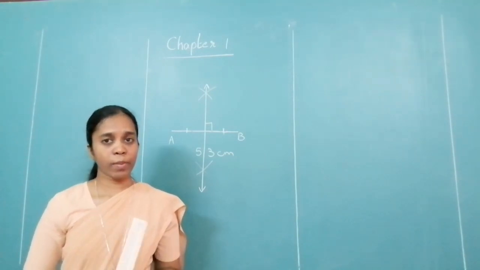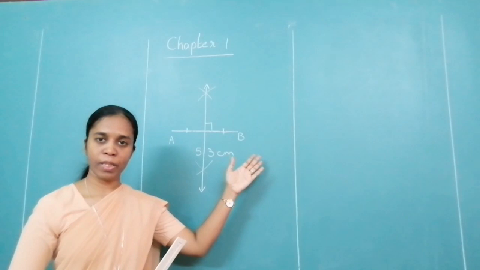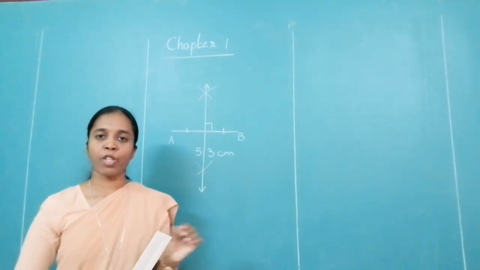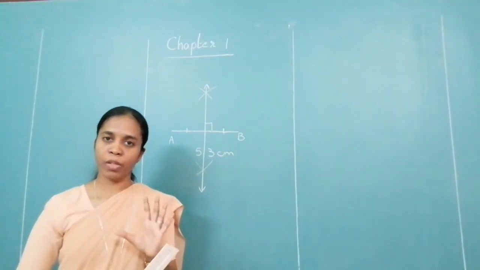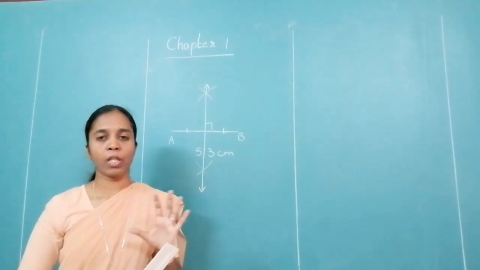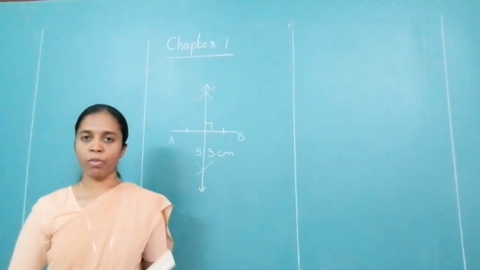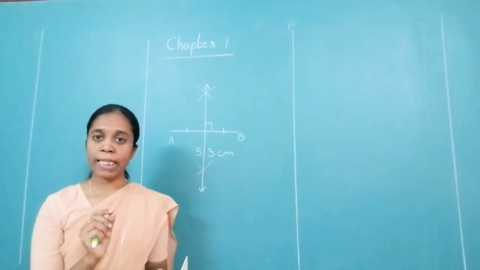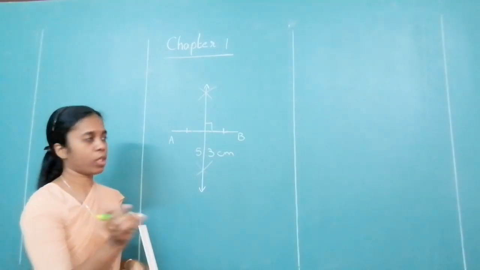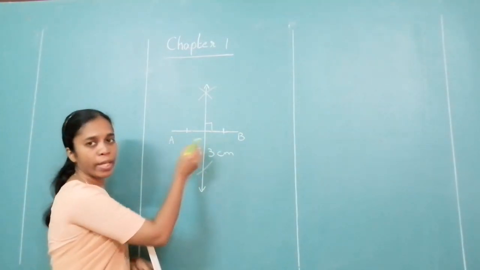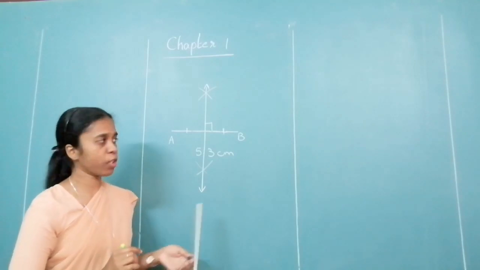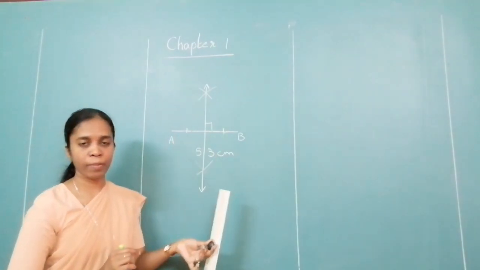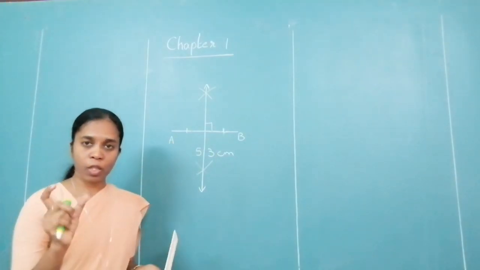Let us recall the steps. First, you draw the segment of the given measure. If any particular name is given to you, give the name. Otherwise, you give whatever name you want to give. If it is asked to draw a segment, make sure no arrowheads. Okay, it is a segment, so no arrowheads. Now, take the compass.